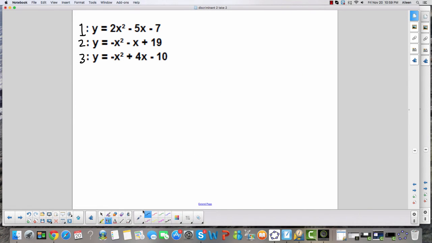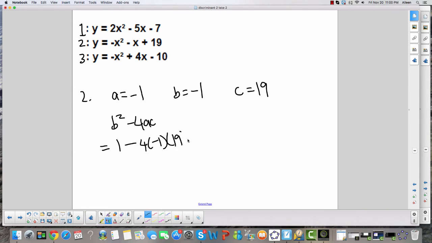The coefficient of x squared in our second parabola is minus 1, the coefficient of x is minus 1 and the constant is 19. So let's do b squared minus 4ac. We get negative 1 squared minus 4 times negative 1 times 19. We've got two negatives there, so it's going to be a positive number. 1 plus 76, and that is 77. What's important is it's greater than 0, so expect to see two real distinct roots. Again, a left-hand root and a right-hand root that are different from each other.